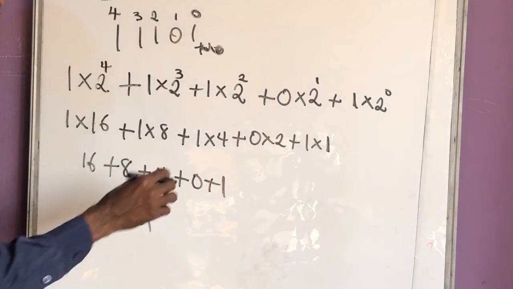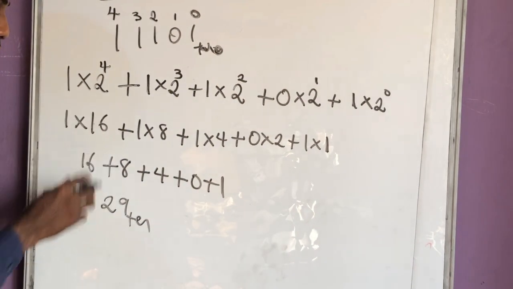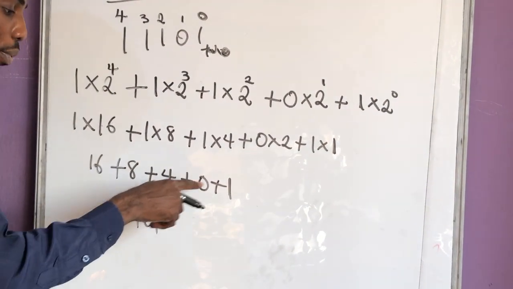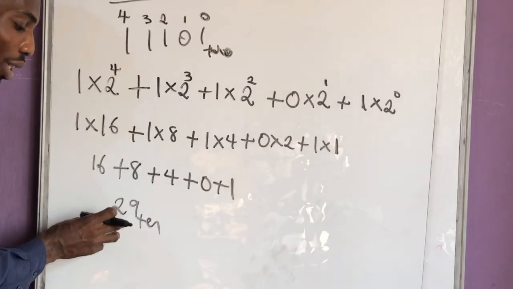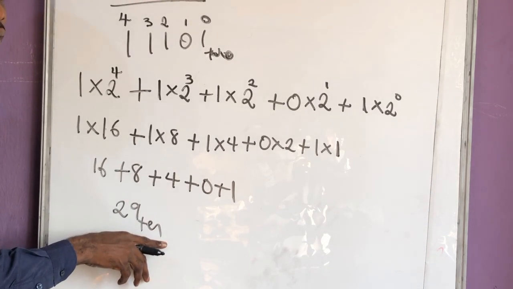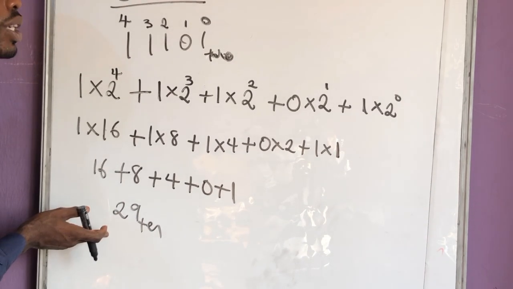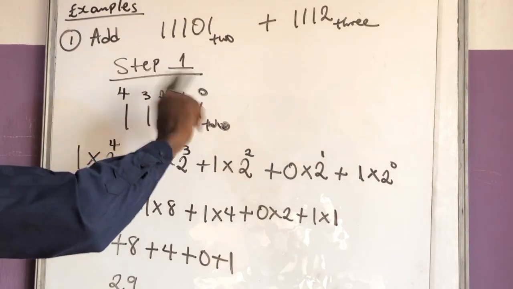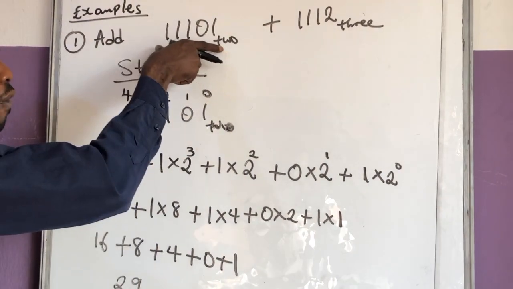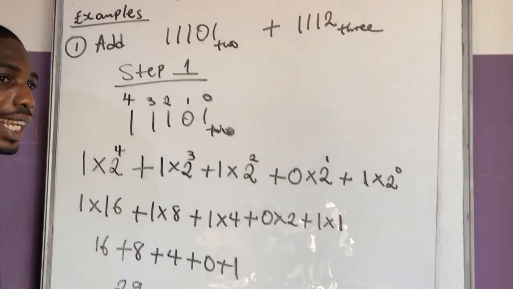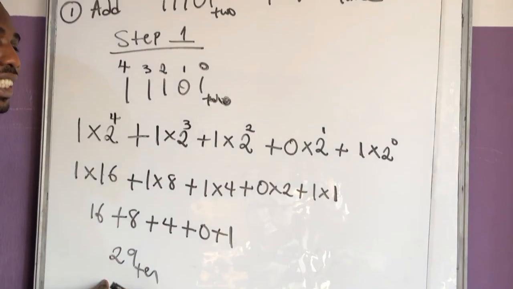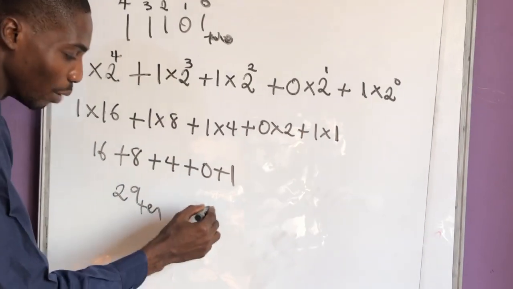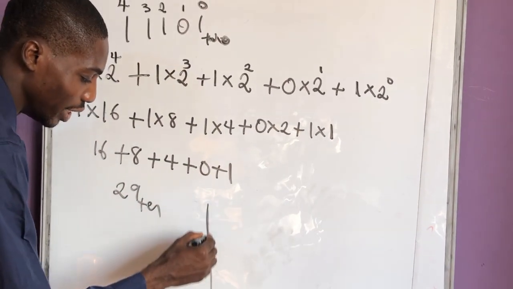Don't forget what I said earlier that we are converting to base 10. So I have converted this to base 10. 16 plus 8 plus 4 plus 0 plus 1, it gives me 29. Then you see your base 10. So after having 29 base 10, remember that I want to convert this base 2 to base 3. But now I have converted this to base 10. Then the next thing I have to do is to convert this base 10 to base 3. So how do I convert base 10 to base 3? Then we use the second method, which is this.